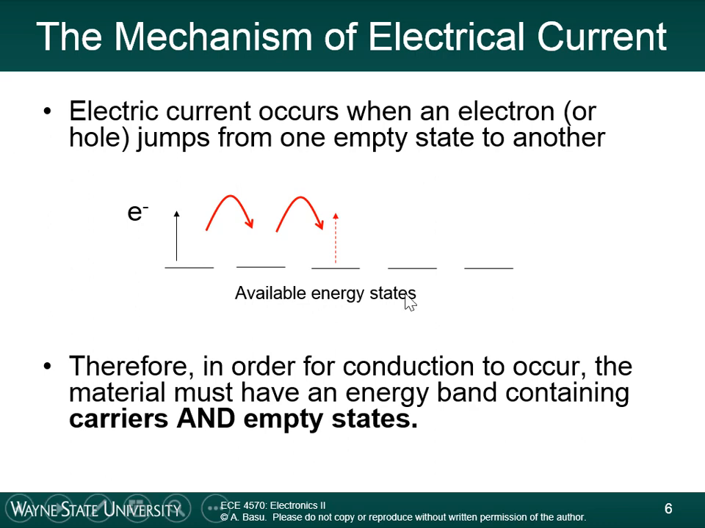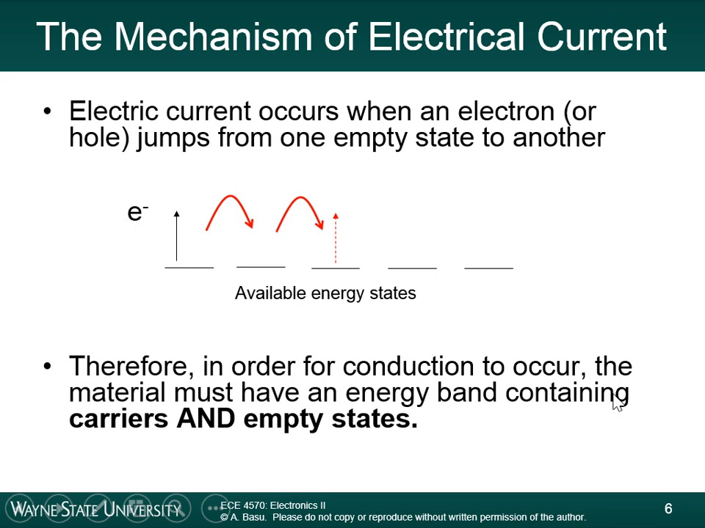So in order for conduction to occur, the material must have an energy band containing carriers and empty states. So let's look at what this statement means. An electron can jump between these states, but in order to do that, there has to be some available states. If these states are full, obviously the electron won't be able to move into them. There has to be some empty states in order for conduction to occur.